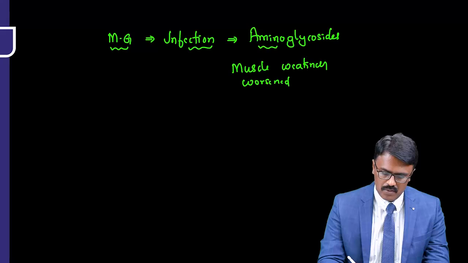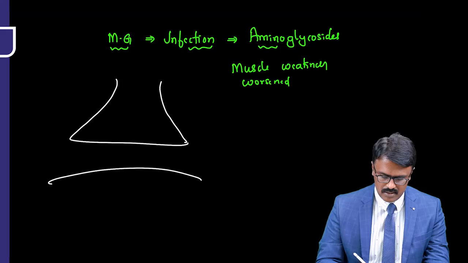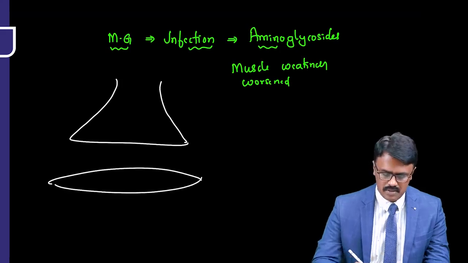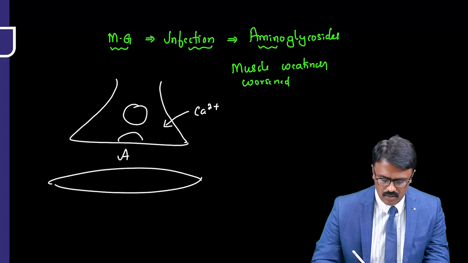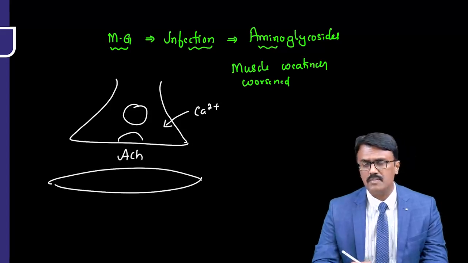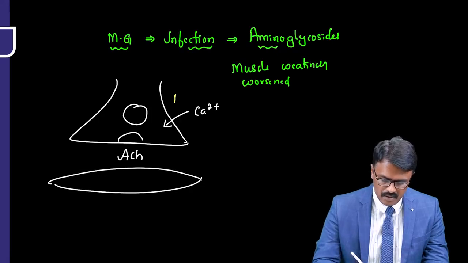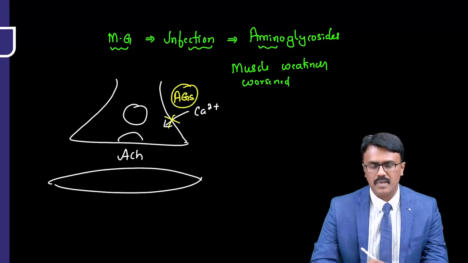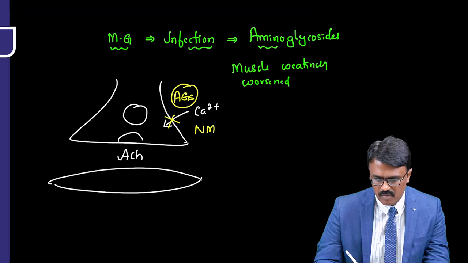The reason is simple. You know the synapse. This is the synapse. This is the muscle. Now what happens? The calcium enters, and once the calcium enters, the vesicle will come and fuse. Acetylcholine is released. It acts on the NM receptor. We see the contraction. But when we use aminoglycosides, I will write it as AGs, they block the calcium entry and there is no release of acetylcholine, so they will cause neuromuscular blockade.